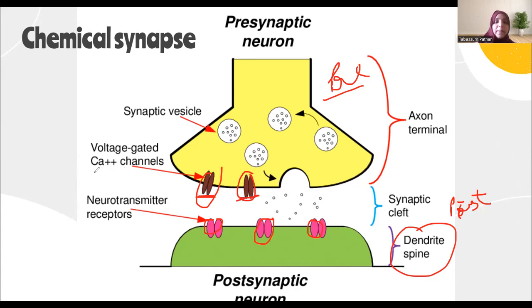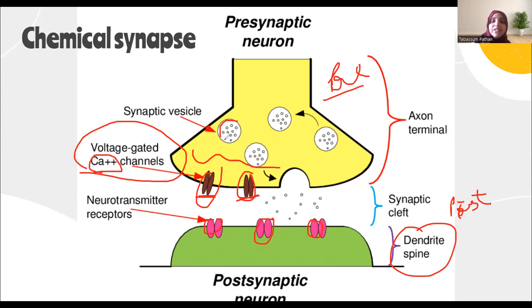Now you can see the labeling: voltage gated calcium channels. Means what? This channel, this gate, will open when there are calcium ions over here. It will be closed when there is no calcium ion over here. So hence the name. This channel only opens when there are calcium ions. In absence of calcium ions, they will remain closed.